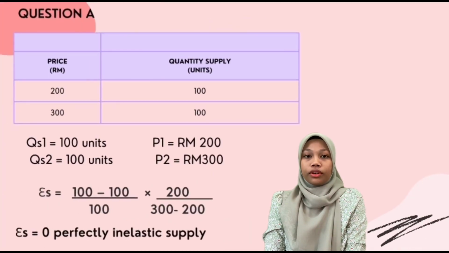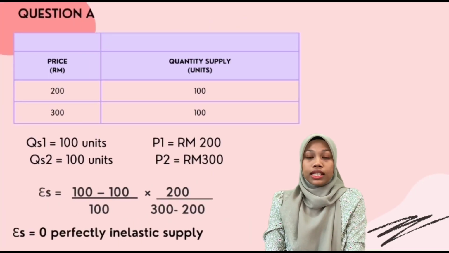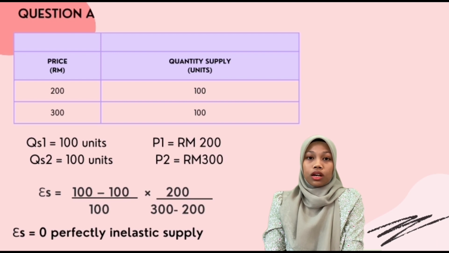From the table above, the price of good A is increasing from RM200 to RM300 while the quantity supplied remains constant at 100 units. So, we substitute into the formula and the answer that we got is 0. As you can see, the elasticity is 0. So the degree of elasticity is perfectly inelastic.